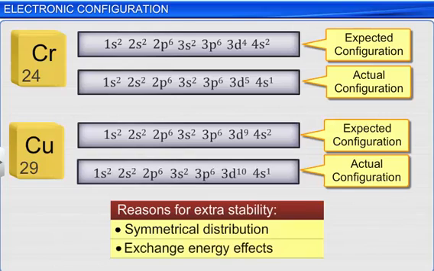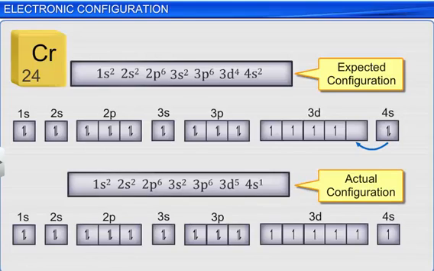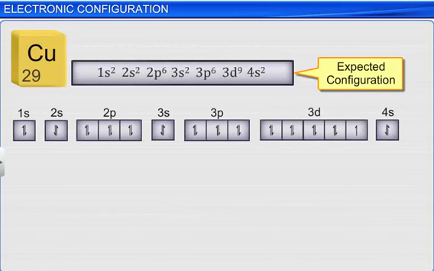From the expected electronic configuration of chromium, if one of the 4s electrons shifts to the vacant 3d orbital, the distribution of the electrons will become more symmetrical, and this will impart extra stability. Similarly, in the expected electronic configuration of copper, if one electron from the lower energy 4s orbital is shifted to higher energy 3d orbital, it will make the distribution of electrons symmetrical and hence will impart more stability.